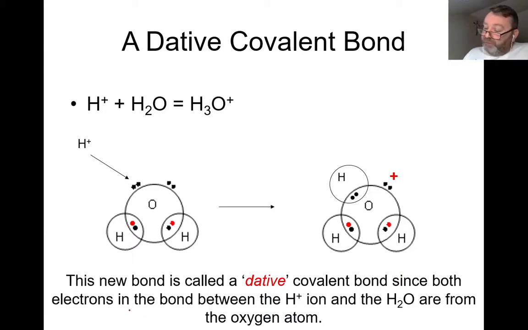Since both electrons in the bond between the H plus ion and the H2O are from the oxygen atom. So please keep that in mind. There's the dative covalent bond. Both electrons given to this to make it stable like helium, nothing given back from the H plus. So a dative covalent bond is formed in that way.